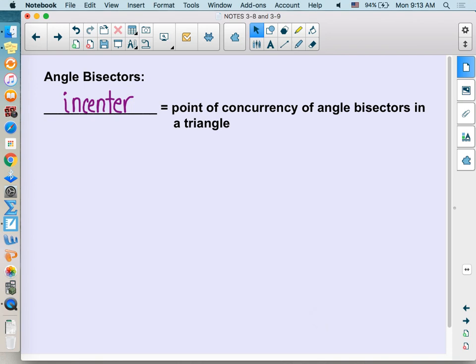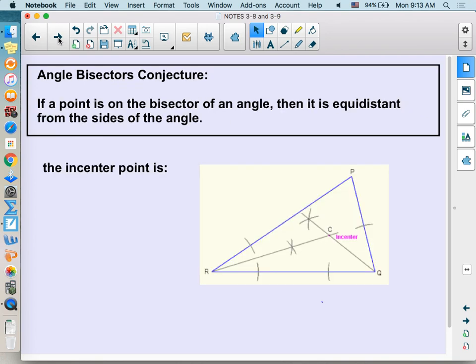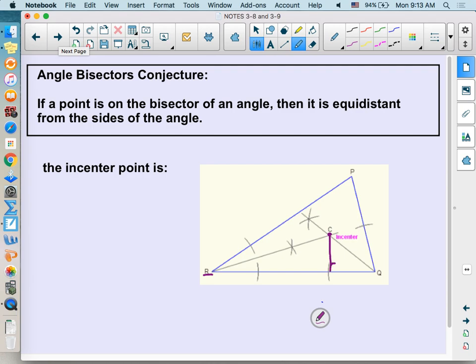And it's that point of concurrency where all the angle bisectors come together. And we're going to talk that same idea that you know some things about angle bisectors. A point on an angle bisector, for instance, point C in this diagram, is on the angle bisector for angle R. Therefore, point C is the same distance away from that side of angle R as it is from, and again, think perpendicular distance, that side of angle R at the same time. Any point on that angle bisector will be equidistant from sides of angle R at the same time.